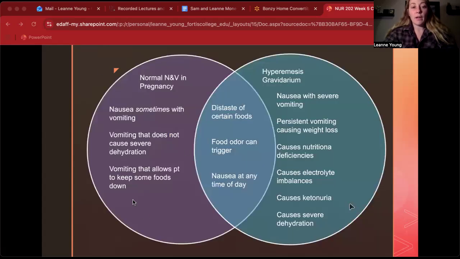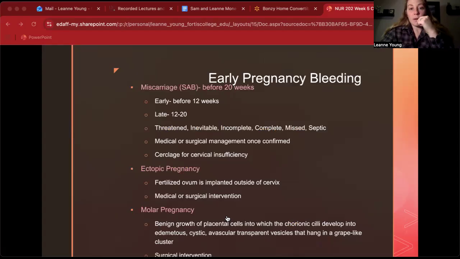This little graph here shows you the differences in a normal pregnancy versus hyperemesis gravidarum, and then things they both have in common. We're going to be going over this in class, so I'm not going to talk about it right now. So let's move on here.